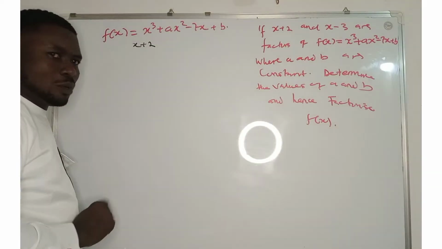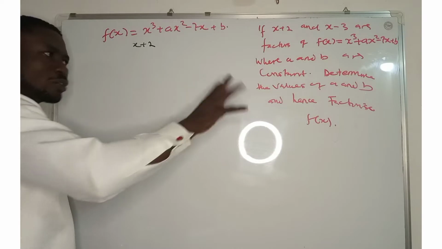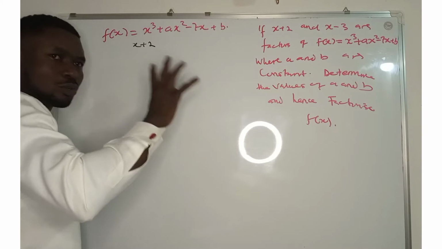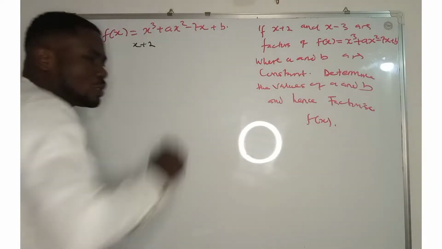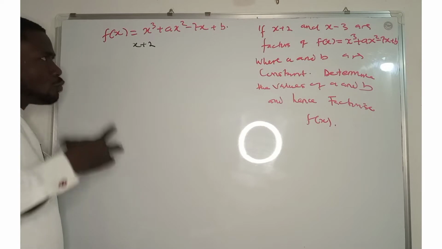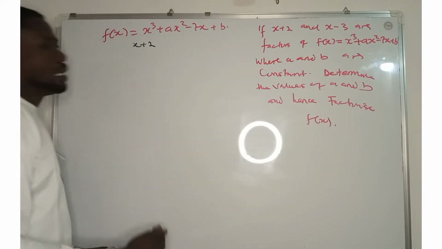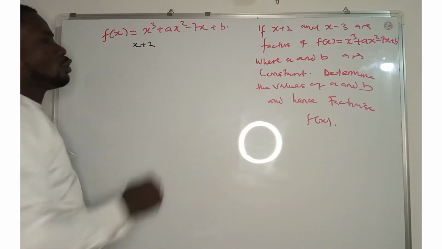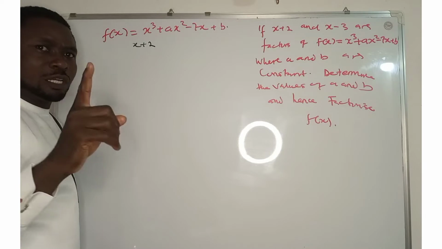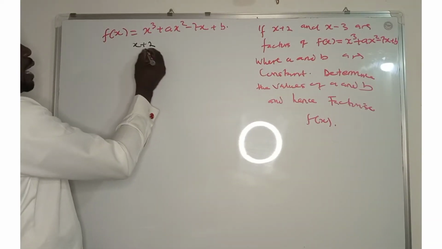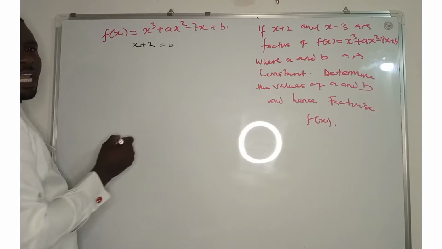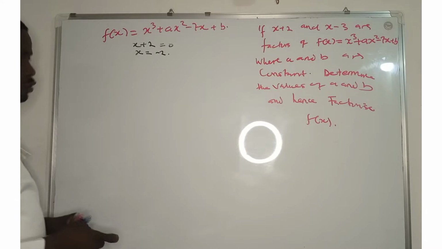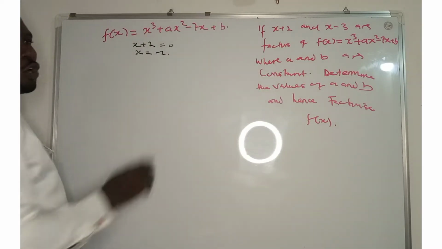That's what that means. If x plus 2 is a factor, it means that x plus 2 can divide this without any remainder. But it will be difficult for us to attempt to divide it, to see what the quotient will become, because a and b are not known. So what do we do? We apply the remainder theorem. I will say let x plus 2 be equal to 0. And if it's equal to 0, x will be equal to minus 2, where plus 2 goes to the other side of the equation.